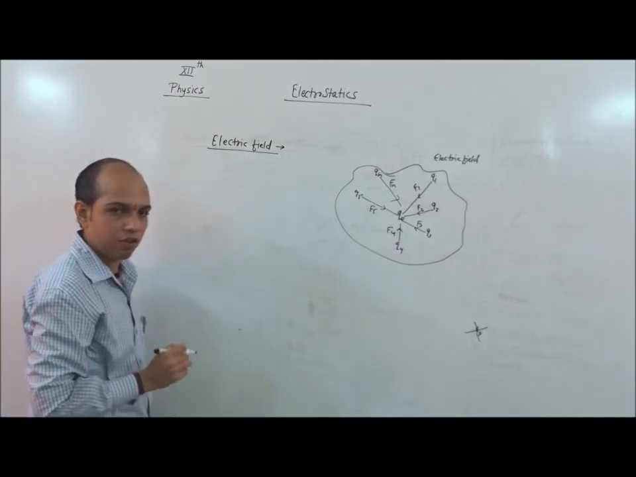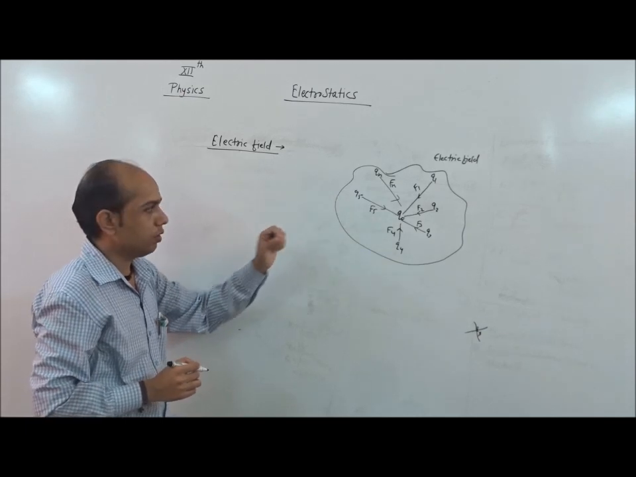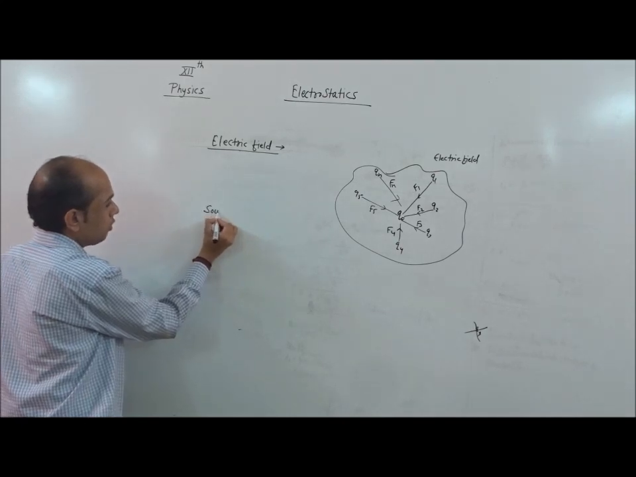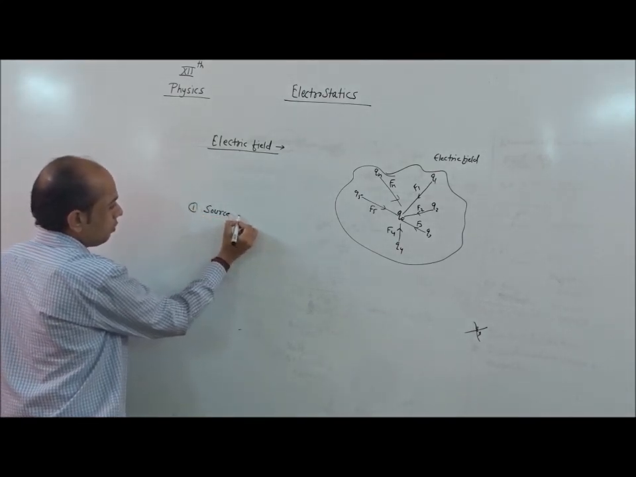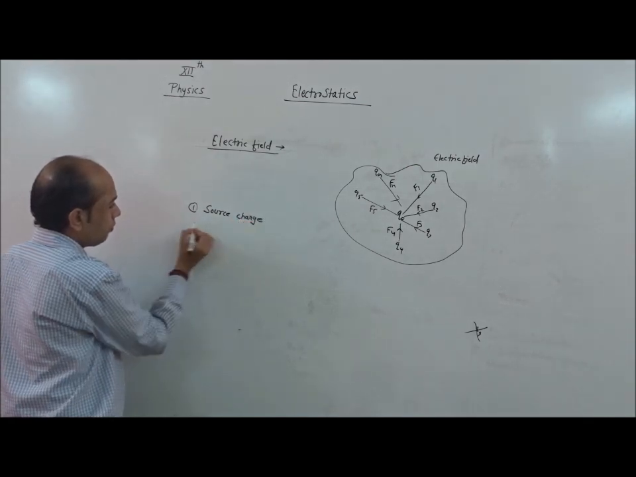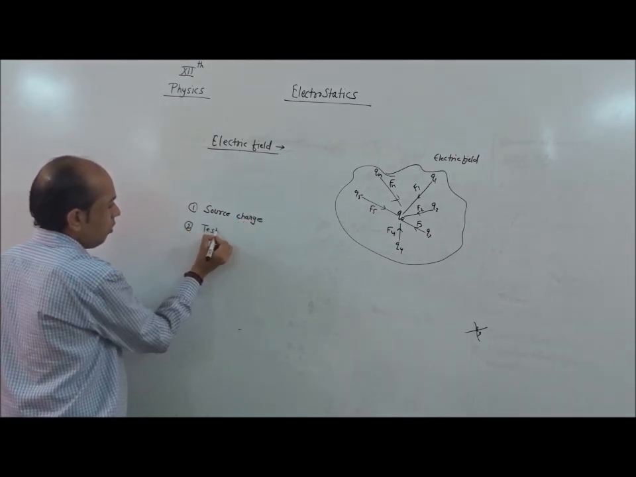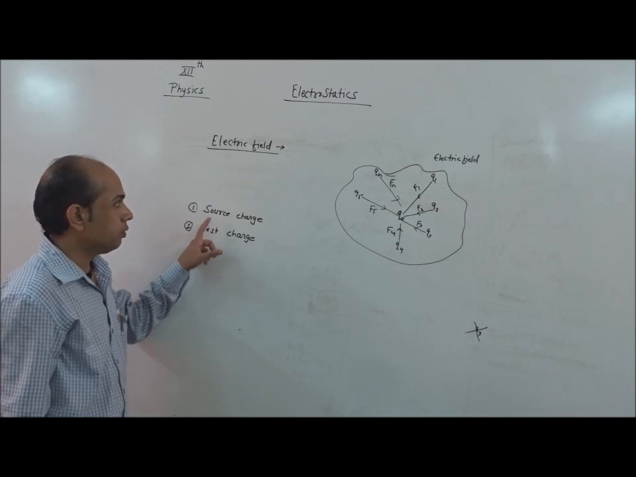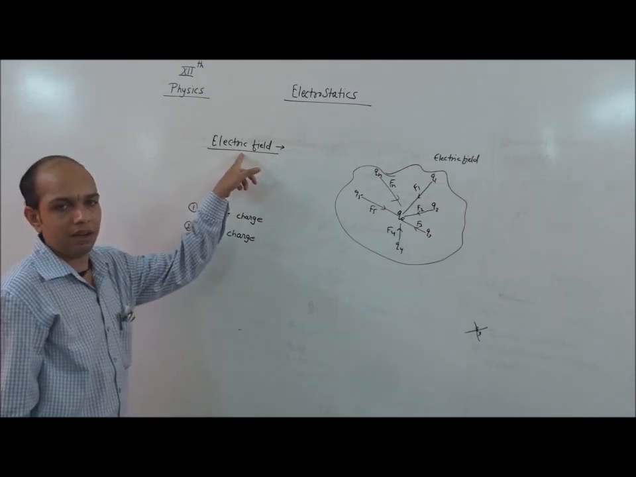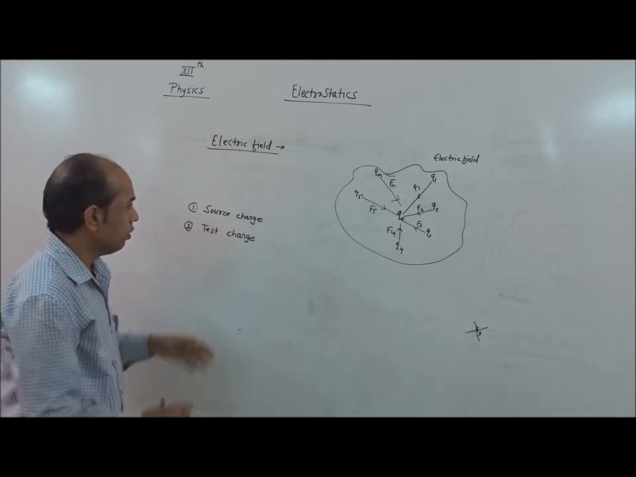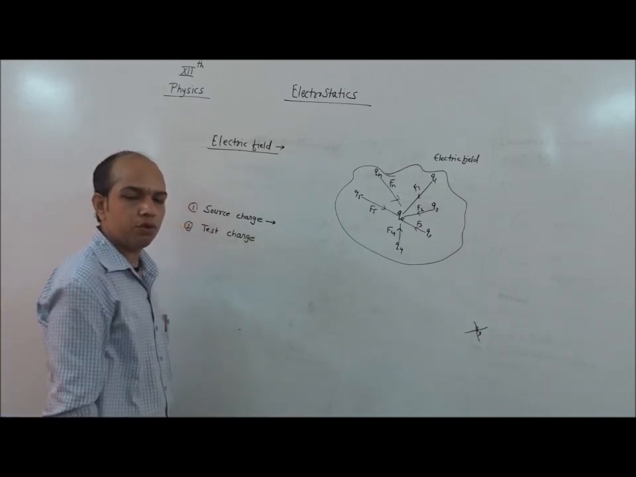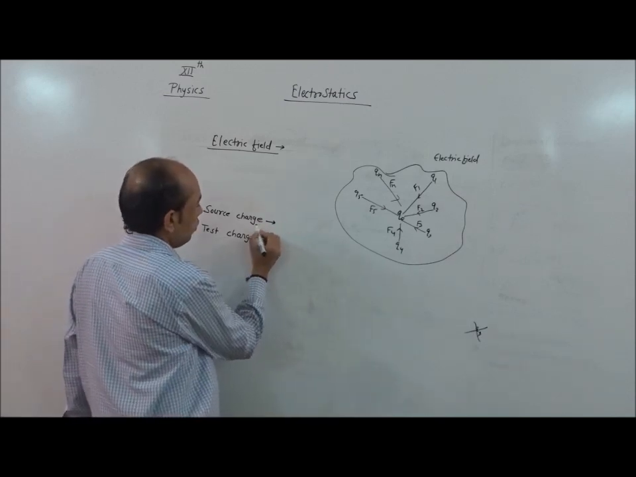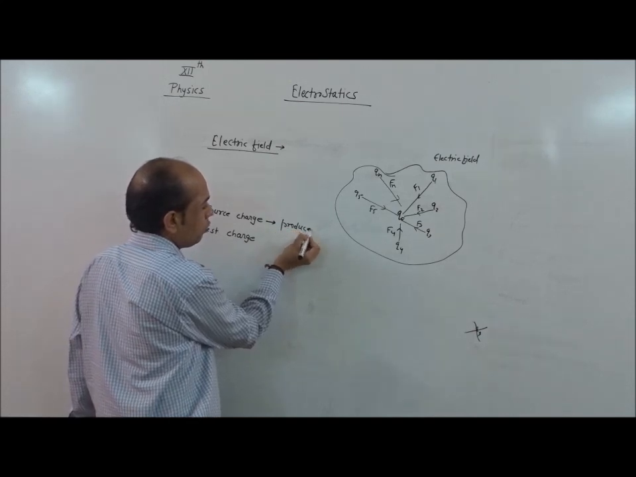So electric field is basically the space around a test charge where another charge experiences a force, and in order to get the electric field we require two things. The first one is the source charge and the second one is the test charge. So these two things are required to get the electric field. First is the source charge. What is the role of the source charge? The role of the source charge is to produce its own field.